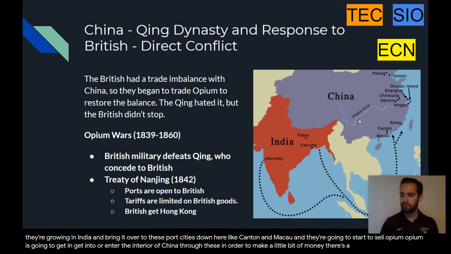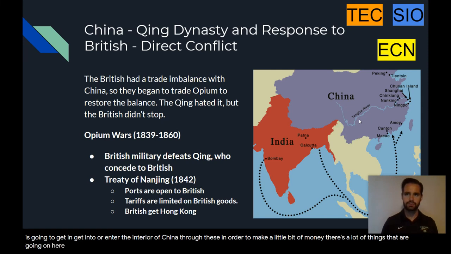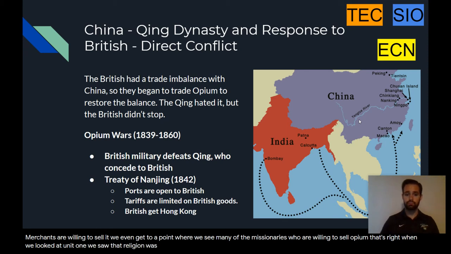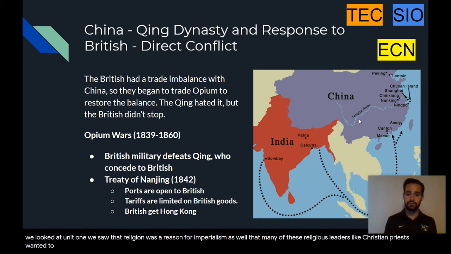There's a lot of bad things going on here, with the fact that the British are growing the opium, the fact that Chinese merchants are willing to sell it, we even get to a point where we see many of the missionaries are willing to sell opium. That's right. When we looked at Unit 1, we saw that religion was a reason for imperialism as well, that many of these religious leaders, like Christian priests, wanted to expand the faith and wanted to convert many of these savages to the Christian religion in order to save their souls. Well, all of that costs a whole lot of money.